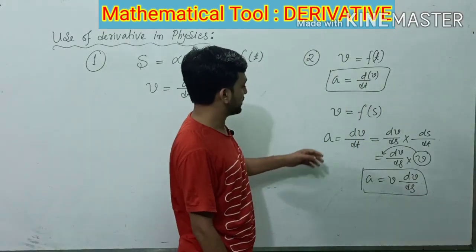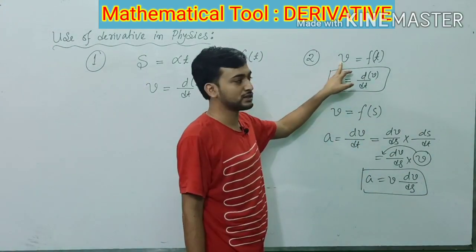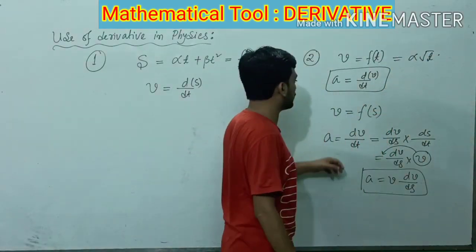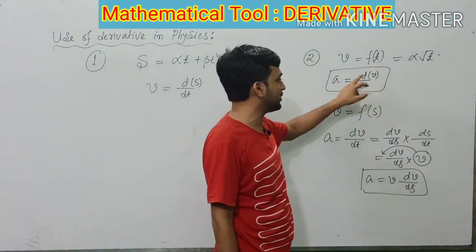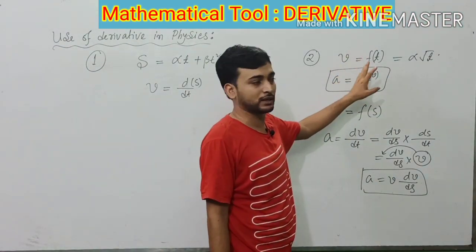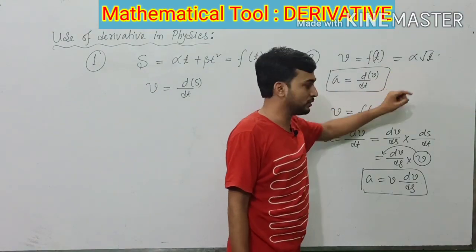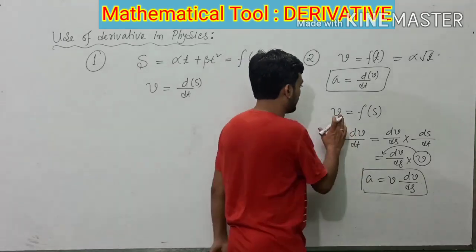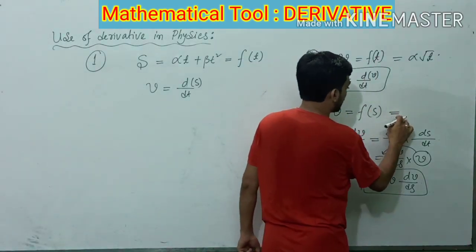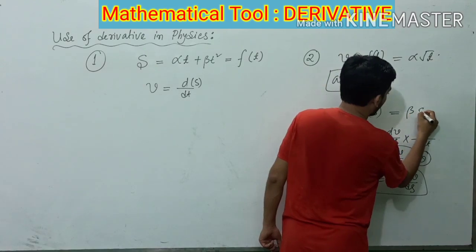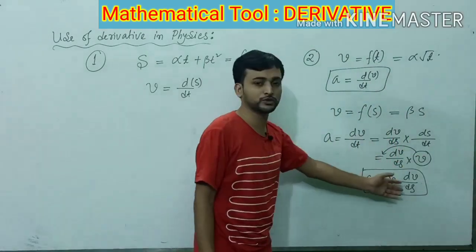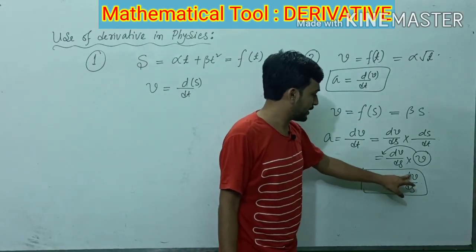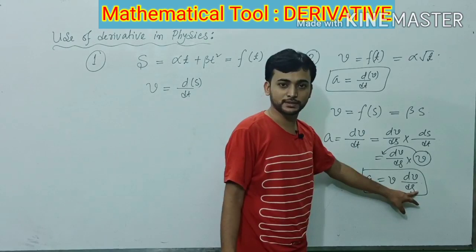So you have to remember these things. Whenever velocity is given in terms of time t, say it is alpha root t, then you have to take the derivative of velocity with respect to time t in order to obtain the acceleration of the particle. Understood? But if in the numerical problem you get velocity as a function of displacement, say it is beta s, then you have to proceed like this. You have to directly write acceleration equal to velocity into the derivative of velocity with respect to s.